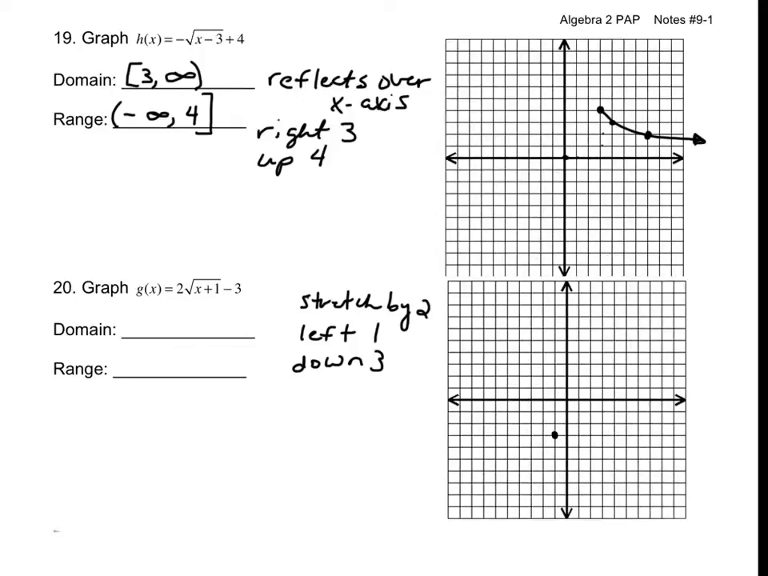Now we have a stretch, so we multiply all our y's that we normally do by 2. So instead of going over 1 and up 1, we go over 1 and up 2. We go over 4 and up 4 instead of 2. And we go over 9 and up 6 instead of 3. And so there is our new graph.